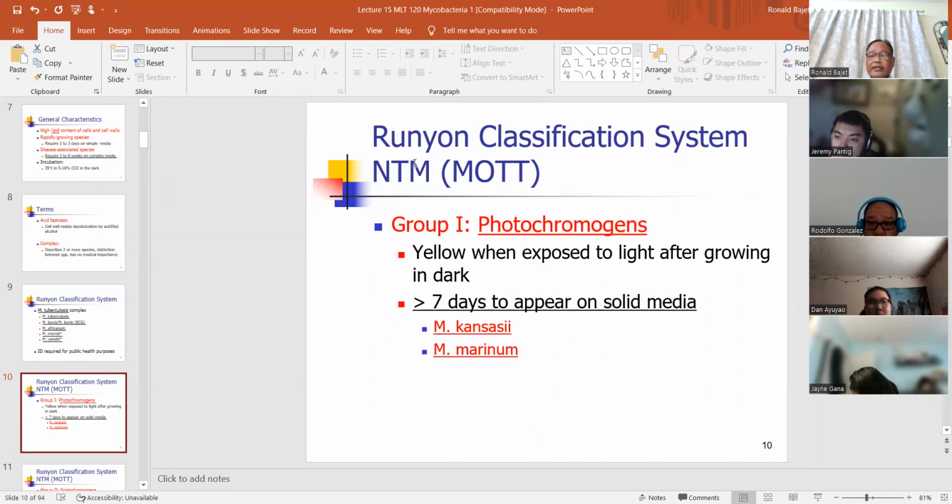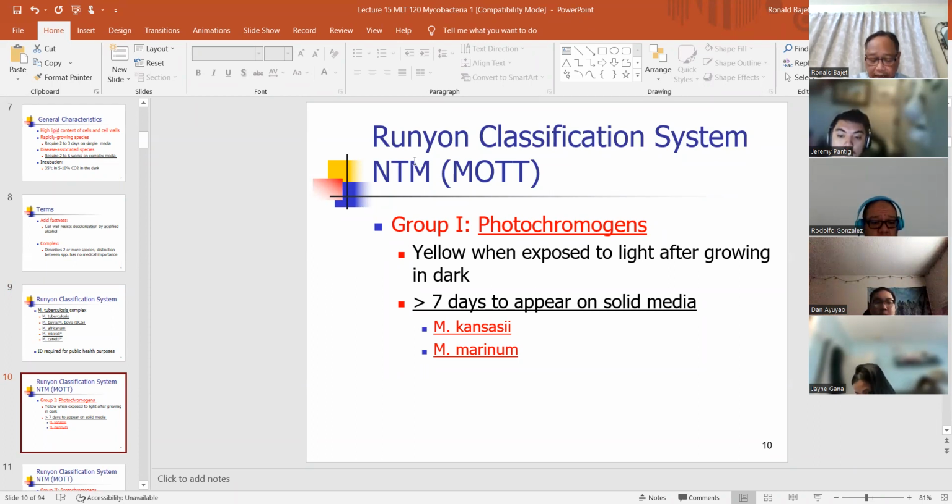All right, the Runyon classification system. There are four groups, for non-TB Mycobacterium. NTM stands for non-tuberculosis Mycobacterium. MOTT stands for Mycobacterium other than tuberculosis. So these are the non-tuberculosis species of Mycobacterium. The first group is called the photochromogens.